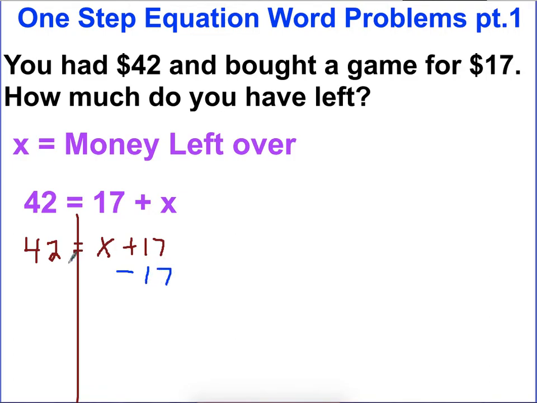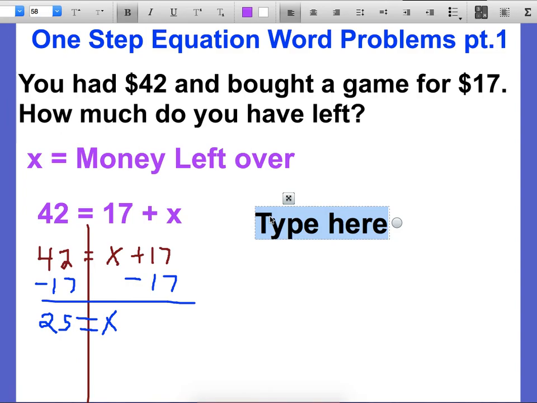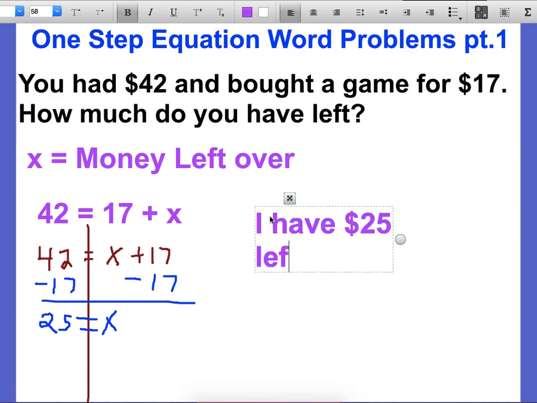So let's subtract 17 on both sides. And I get x over here. And then left side, when I subtract those, I'm going to get 25. And then we'll make sure to write a sentence at the end. We'll say, I have $25 left over.